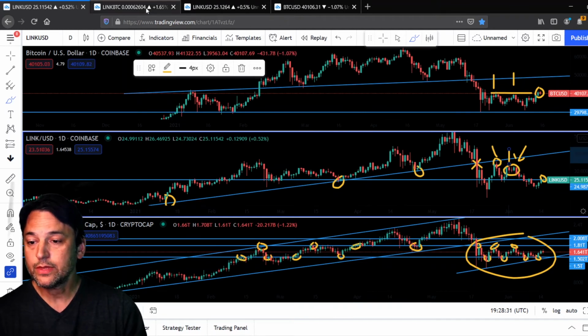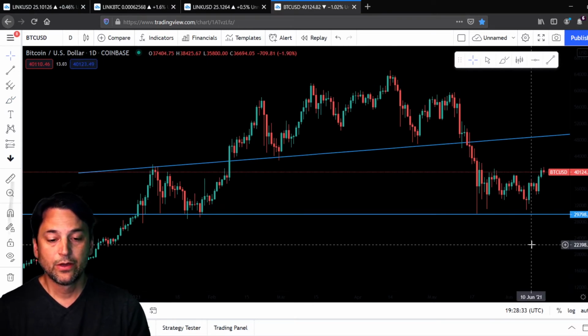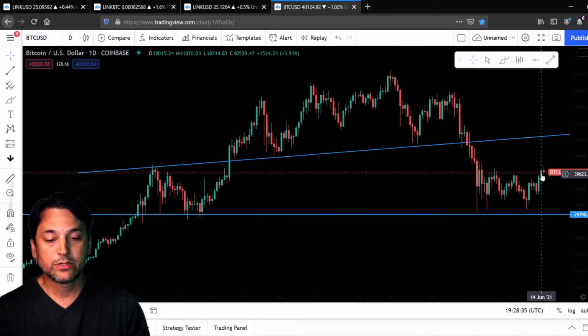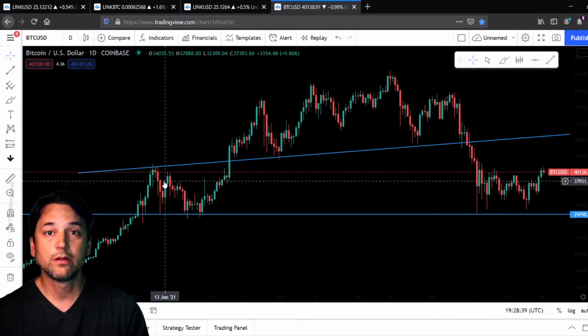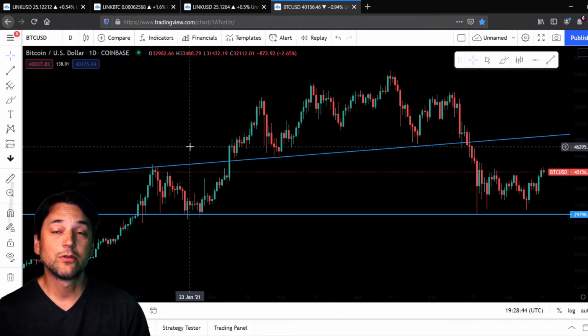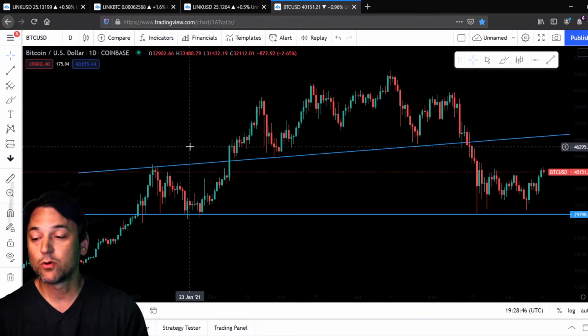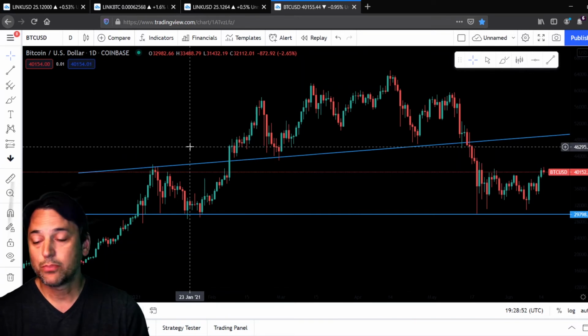Okay, now let's look at Bitcoin here for a moment. So we have a strengthening Bitcoin, which if you own Bitcoin is a great thing. It depends on your asset allocation. Do you have more money in Bitcoin or more money in Chainlink, or the other alts? The way that they play off of each other is going to determine whether you think this is good news or bad news.